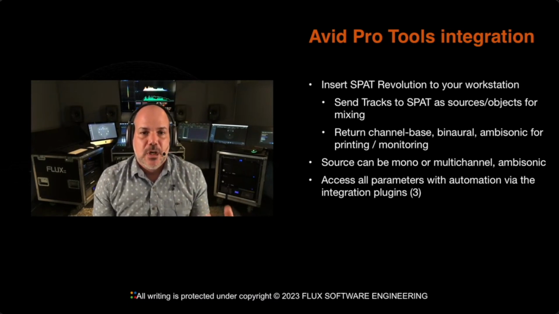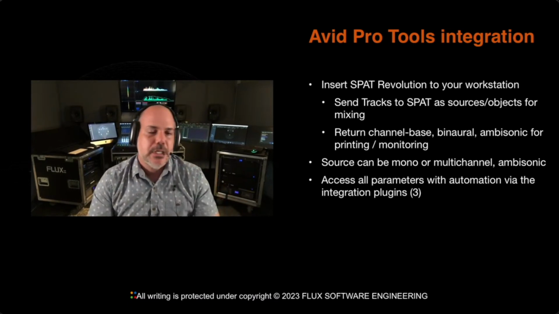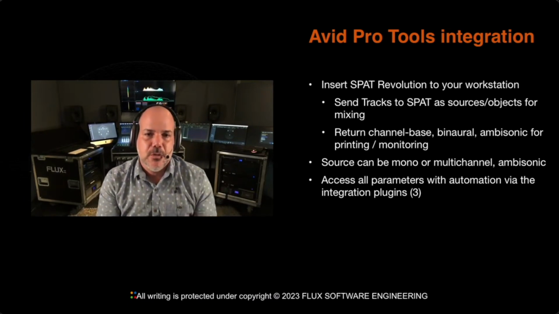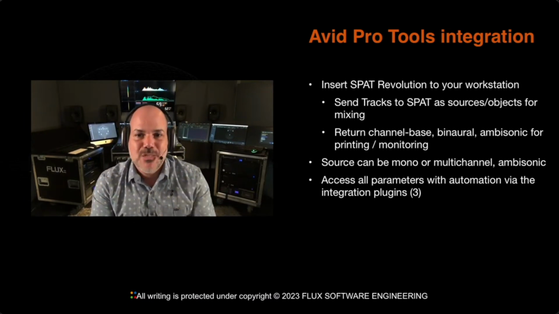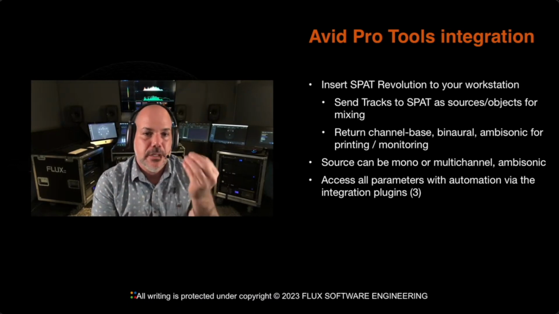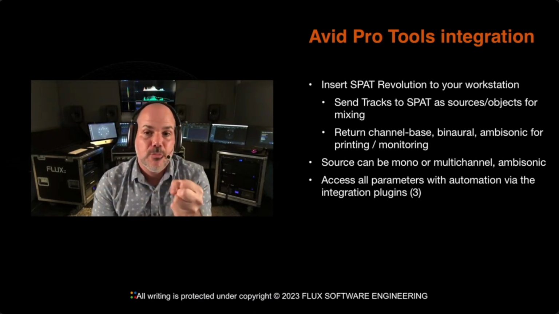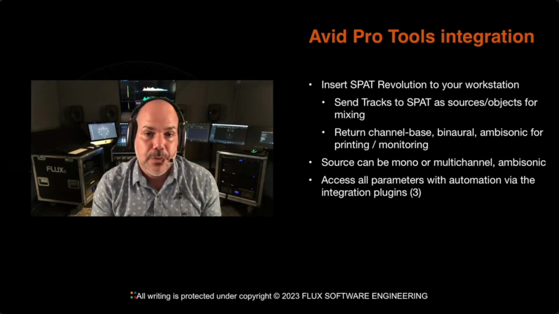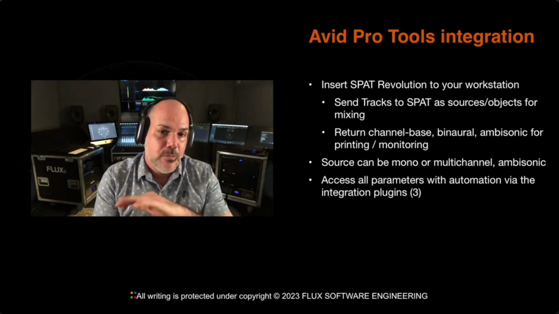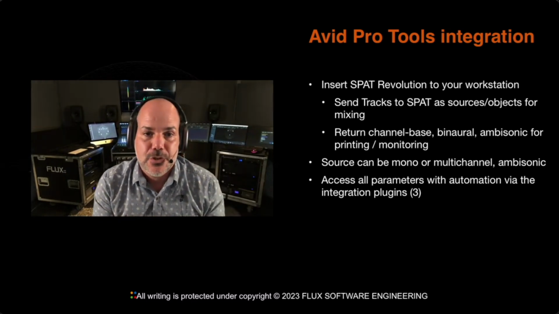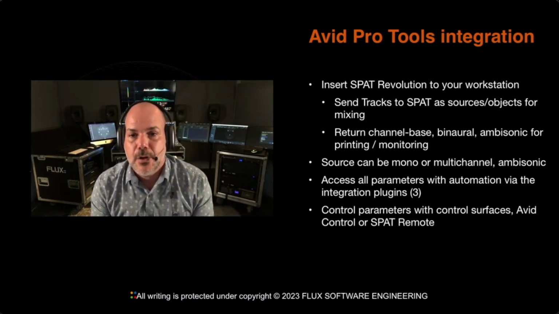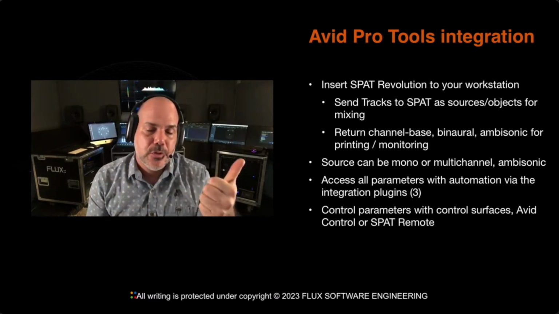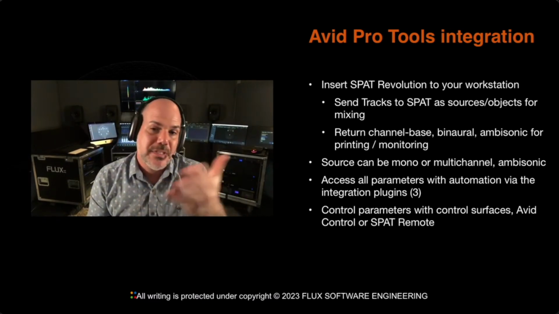Then the integration is what? Well, we want to access those parameters. We can obviously use the mouse to do so with SPAT Revolution, but ultimately we're going to want to automate those. So these plugins that we'll talk about today are the integration part that gives you all the parameters, passes them to Pro Tools for the automation, as simple as this. And typical automation works exactly like any automation you may have done in the past. And then to actually control, well, then mapping to control surfaces, MIDI control surfaces, Avid control.